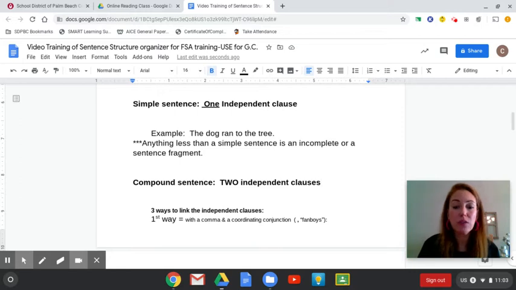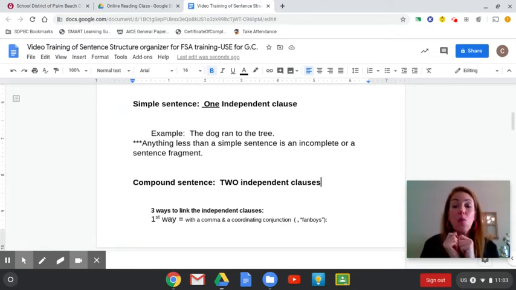Think about compound. What are you doing if you compound something? Show me with your hands. You might think of doing this, like compounding it. So you're putting things together. To compound, you're putting two things together. So we're putting together two independent clauses. We're compounding two independent clauses together.